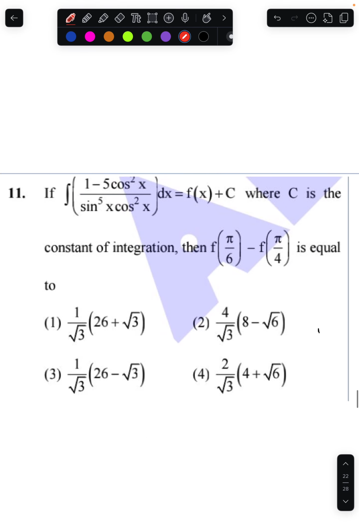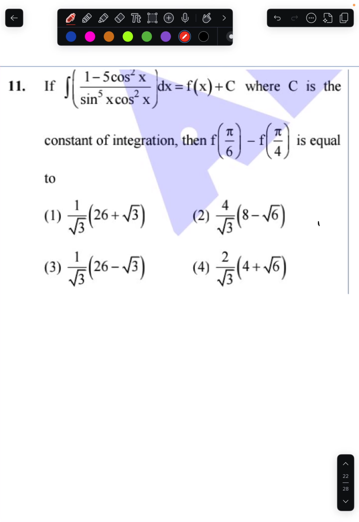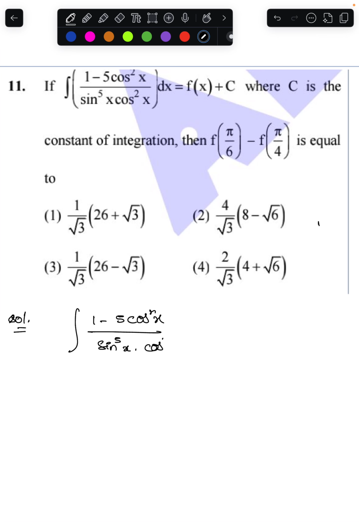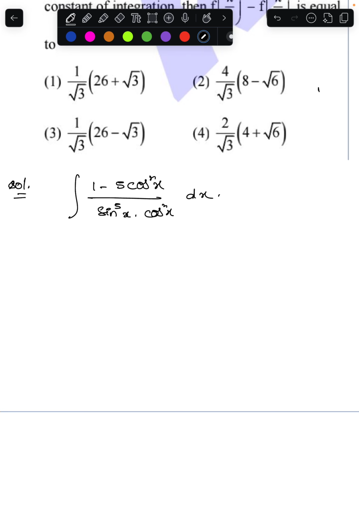Let's move to the 11th question. So it's clearly an integration question. Now we need to find the integration of this. So let's analyze the question: integral of (1 minus 5 cos square x) by (sine power 5 x cos square x) dx. Here higher powers of sine and cos are there, and I can see that 5 and 5 are there.